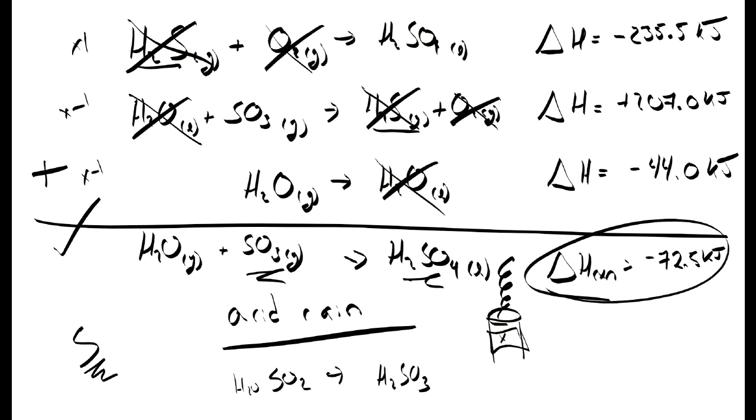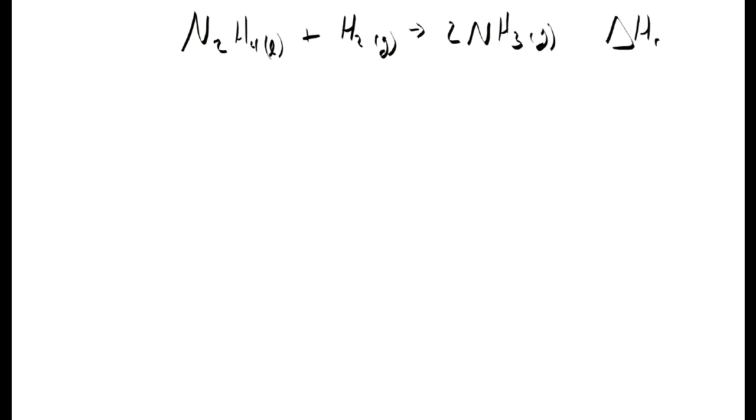All right, that is one example. I'm going to write out another example for you real quick. Okay, the reaction you're looking for is N2H4 liquid plus hydrogen gas makes ammonia liquid. Okay, if you're curious, N2H4 is hydrazine. It's a form of rocket fuel. This is actually a gas, and there are two of them. What is delta H for this reaction?